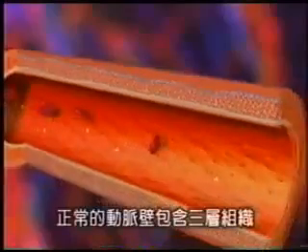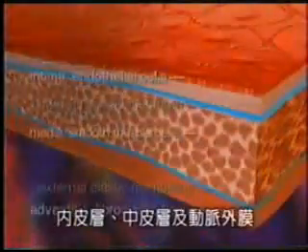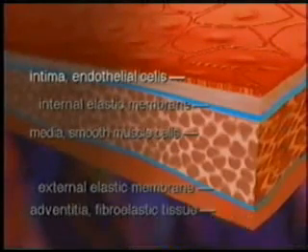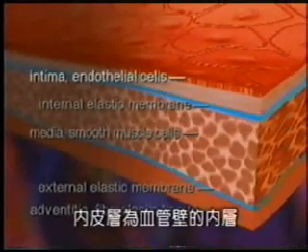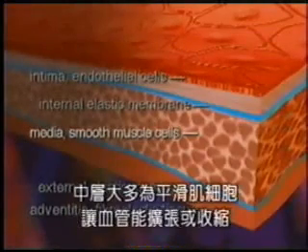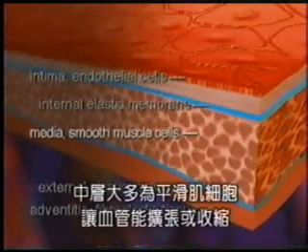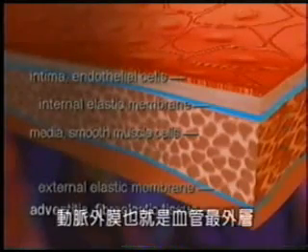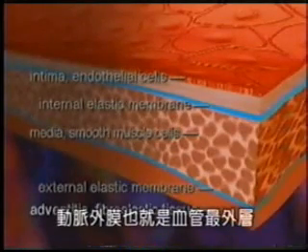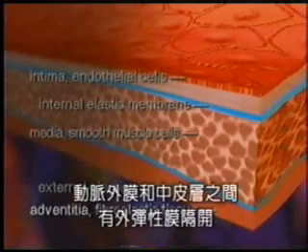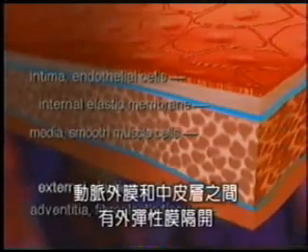The normal artery wall is composed of 3 layers: the intima, the media, and the adventitia. The intima, or inner layer, is composed of a single layer of cells called the endothelium. The media contains mostly smooth muscle cells that enable the vessel to dilate or constrict. The adventitia, or outermost layer, is composed mostly of fibroelastic tissue. The adventitia is separated from the media by the external elastic membrane.